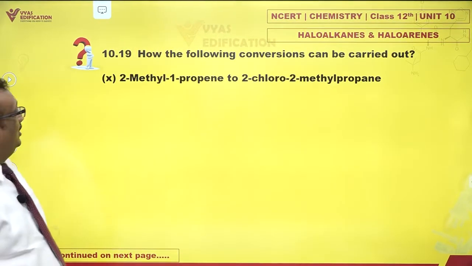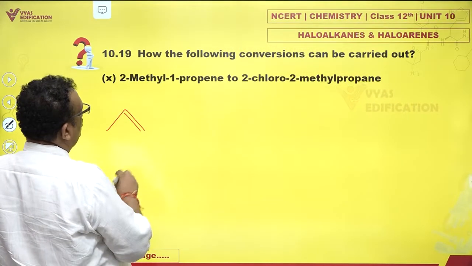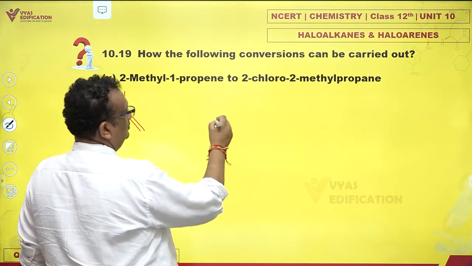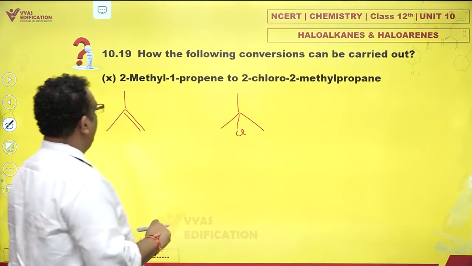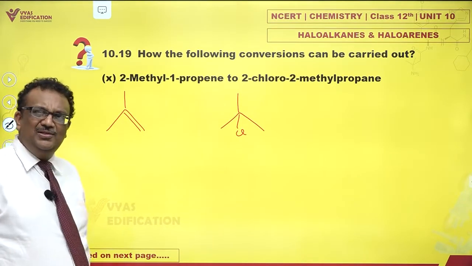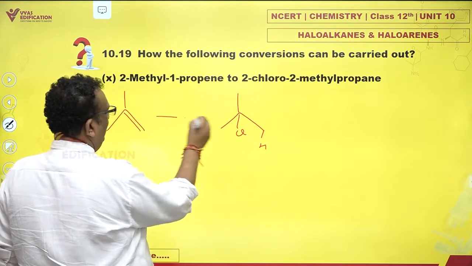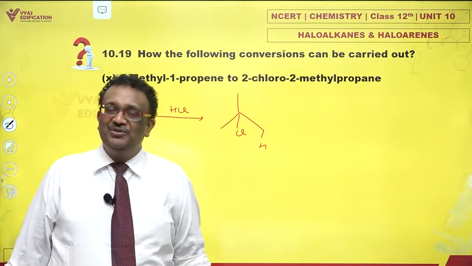10th, you have 2-methyl-1-propene to 2-chloro-2-methylpropane. That doesn't sound very difficult. What they're doing essentially is they're adding HCl. You just add HCl. It's Markovnikov's addition, nothing else.